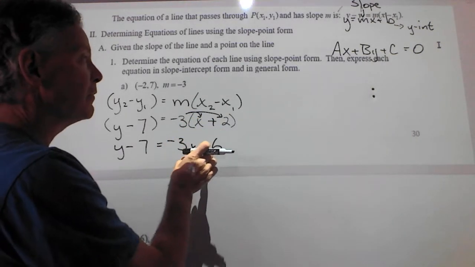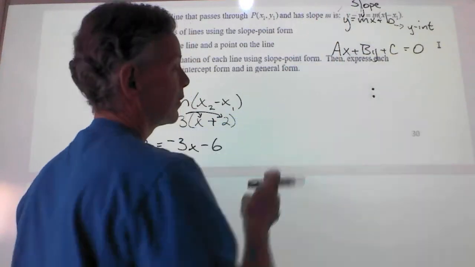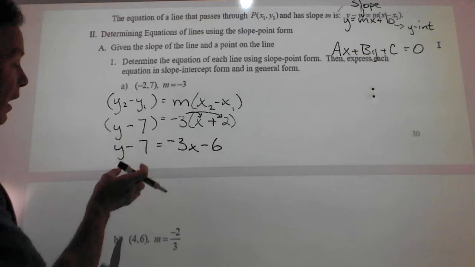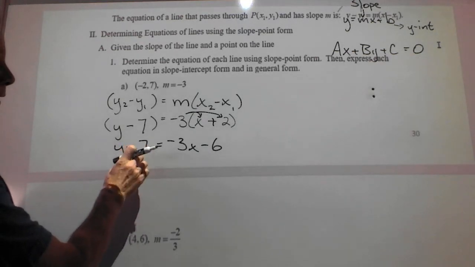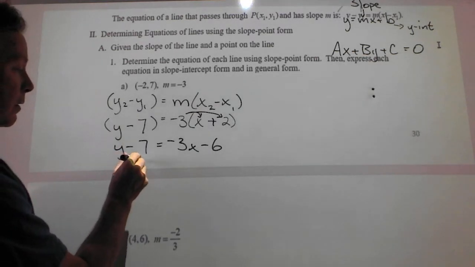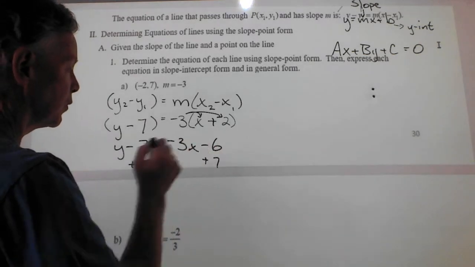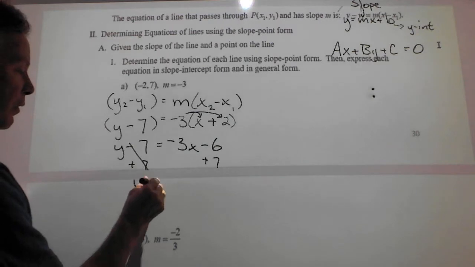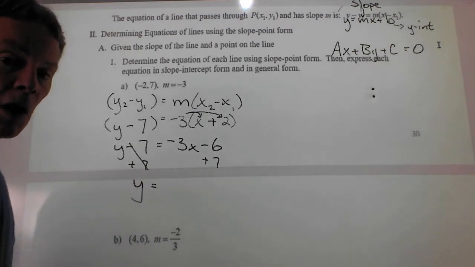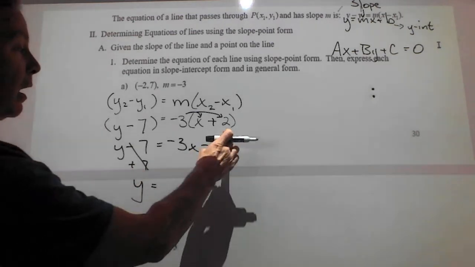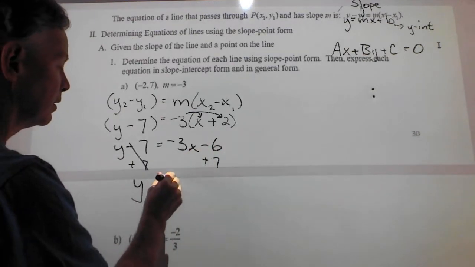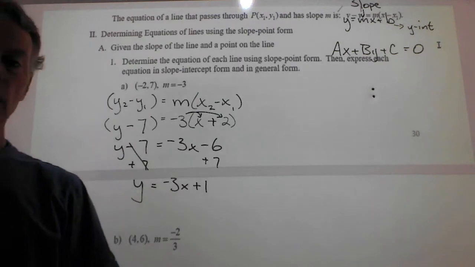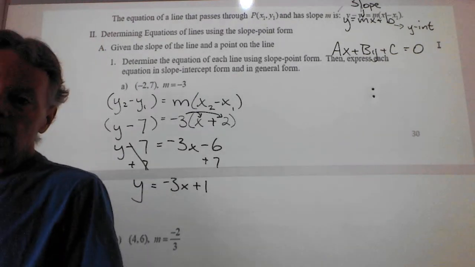The last thing we have to do, if we want it in slope-intercept form, is to isolate y. And that's easy. We only have one thing to get rid of here. We have to get rid of this minus 7. So we'll add 7 to both sides. Minus 7 plus 7 is 0. That leaves us with y. That's what we want, right? We want y by itself. Minus 6 plus 7 is plus 1. Okay? So what does that tell us?